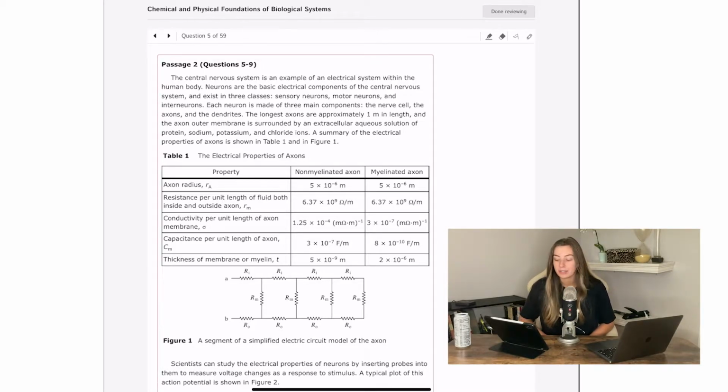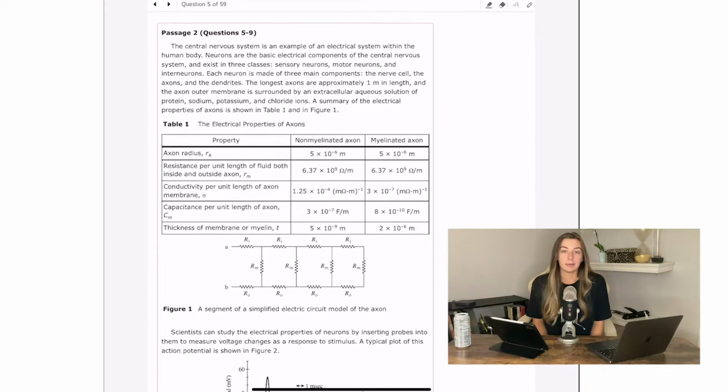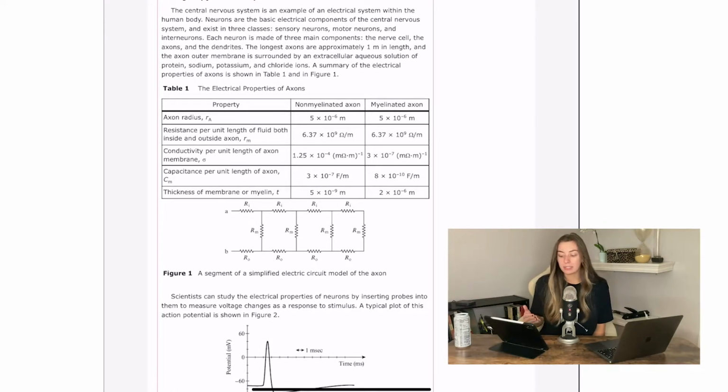Next, we see a figure, and it looks to me like it's some sort of circuit. And I read the figure caption, which says a segment of a simplified electric circuit model of the axon. In looking at this figure, I'll be completely honest, I'm not the greatest at circuits. I'm not the greatest at electrophysics stuff. So I'm noticing that there are resistors in parallel and resistors in series. That's a basic science I know a little bit about. I know some equations that go with those, but I'm going to spend 5 seconds tops on this figure because I don't know that they're going to ask a question about it.